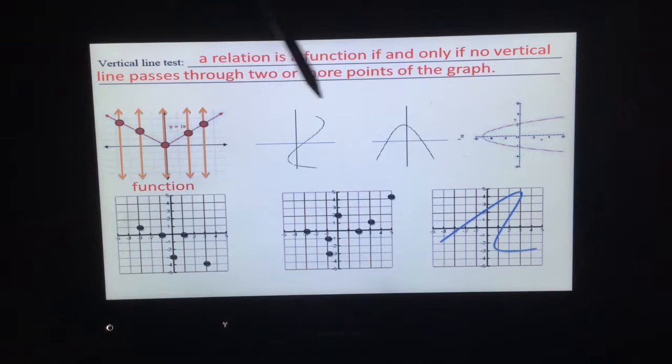Now, let's take a look at this one. Sometimes all it takes is one line. And in this case, there's that one line that will tell me if this is a function or not, because it hits the point here and it hits it down here. Therefore, it is not a function.